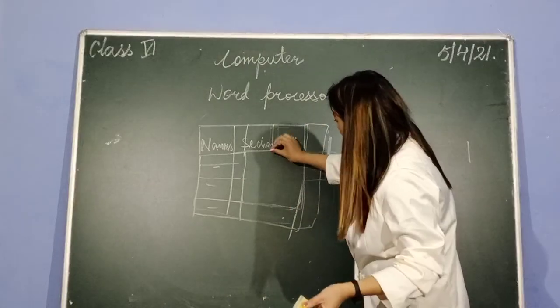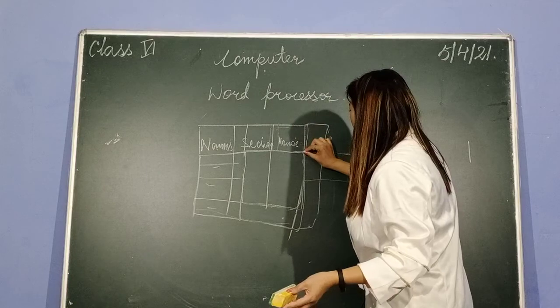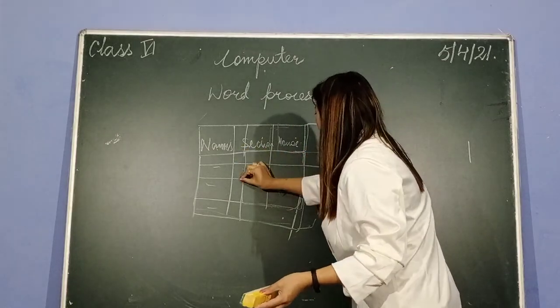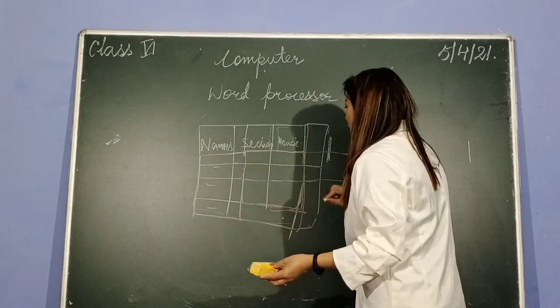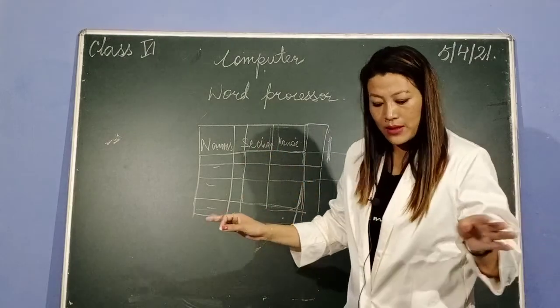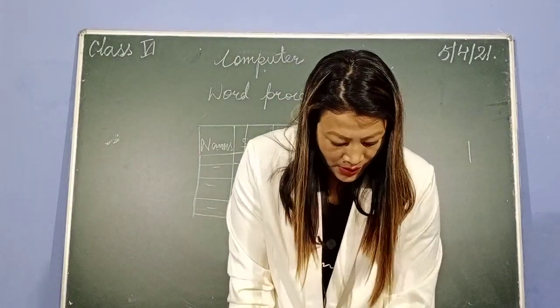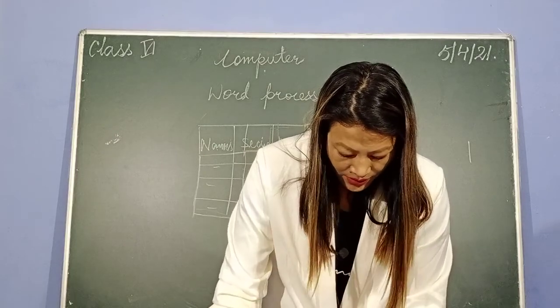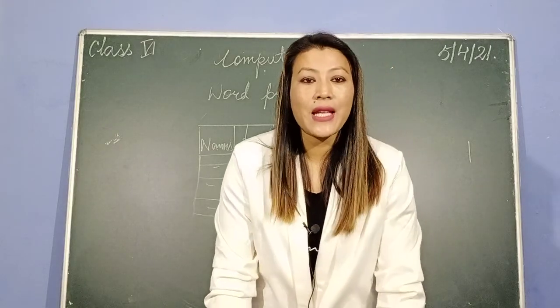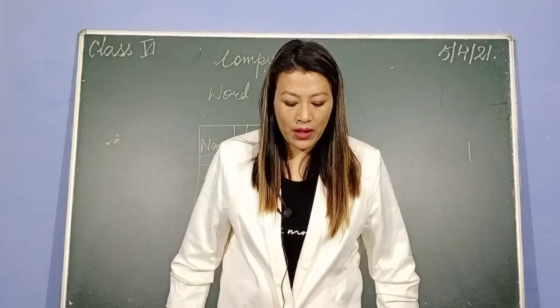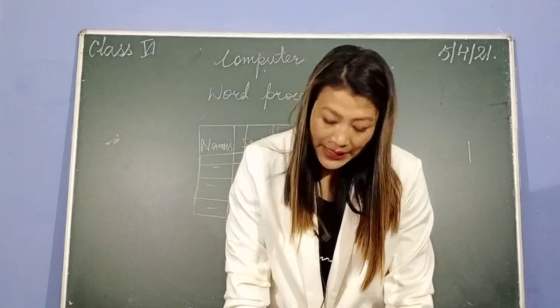And splitting means again to divide it into the normal cell. Okay, this is called splitting. So merge and split can be done inside the table. Okay, after that you can resize the table. Resize table means increase the size of the table. That comes under layout only.